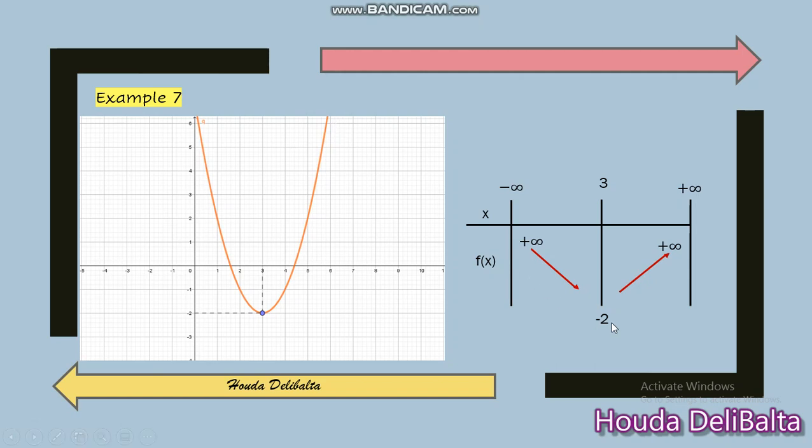Now this value minus 2 is called the minimum because it's like a valley, decreasing then increasing. And the coordinates 3, minus 2 are the coordinates of the minimum point. 3 is the abscissa and minus 2 is the ordinate.